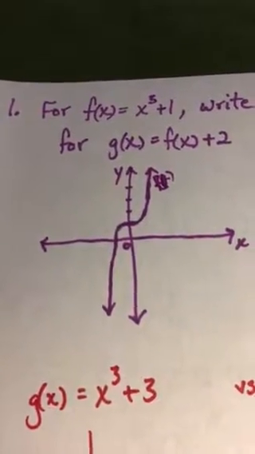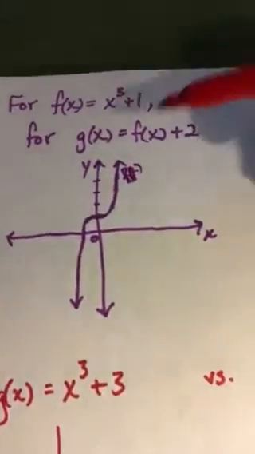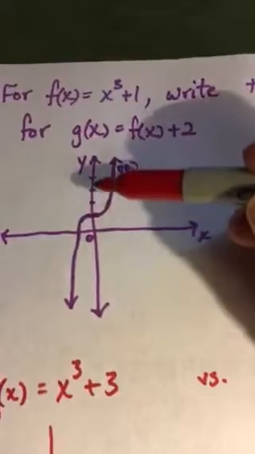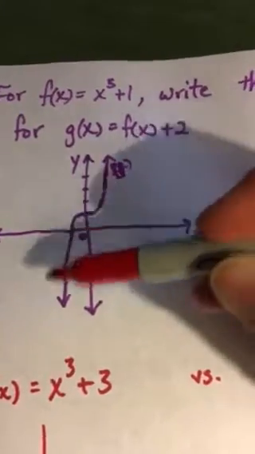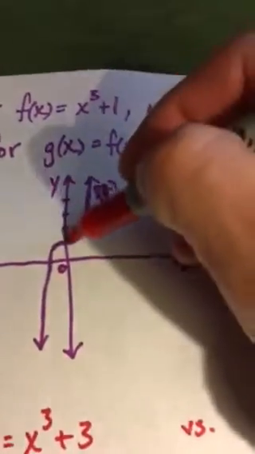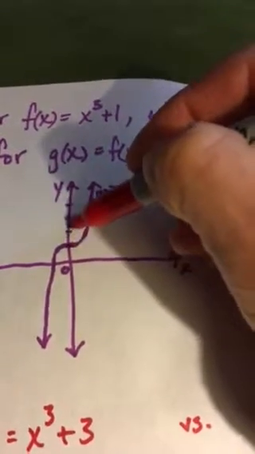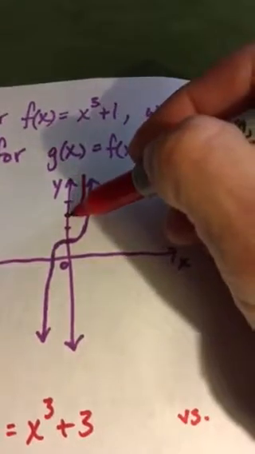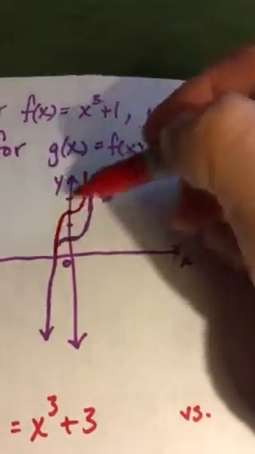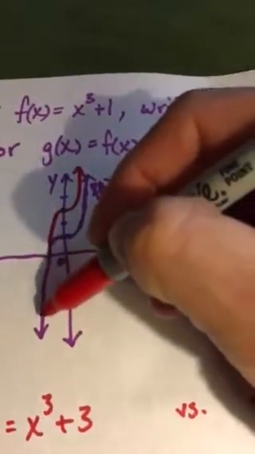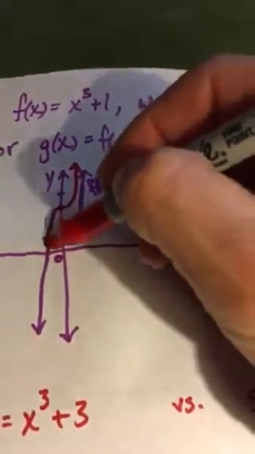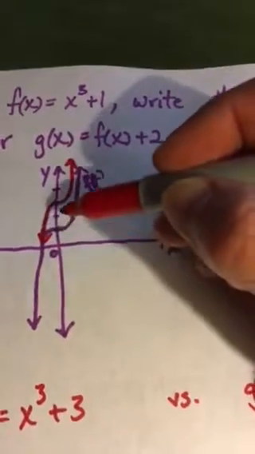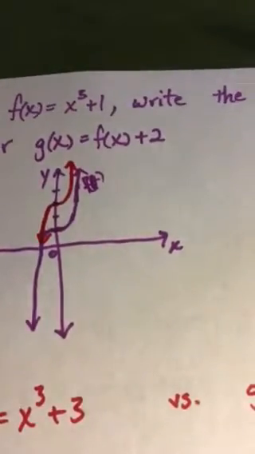But when we change it to our g of x and apply this rule by adding 2, it shifts it up on the y-axis. The graph stays exactly the same, but it just shifts it up 1, 2. So it'll look like this instead, and then come down and keep going down following this. All it does is shift it up 2 units. That's it.